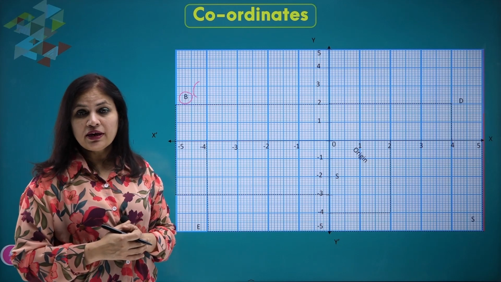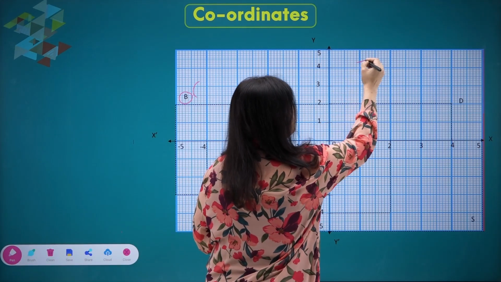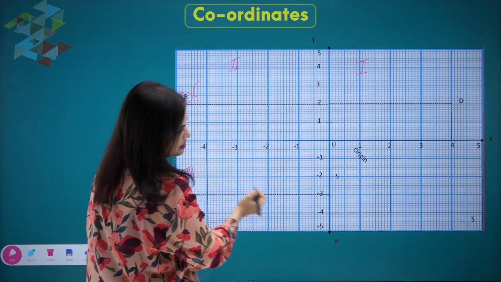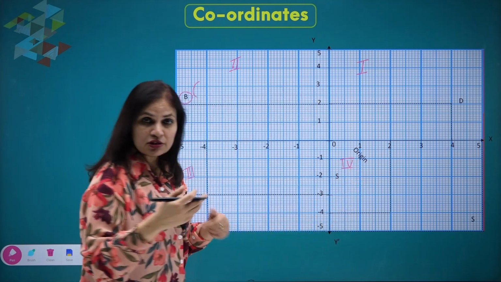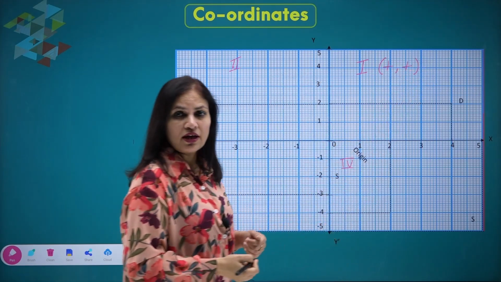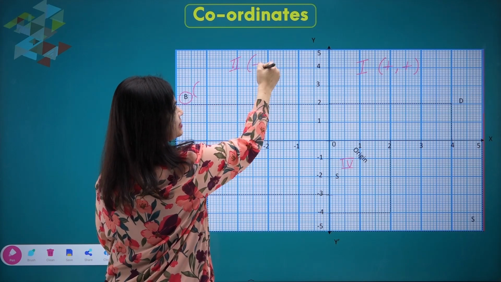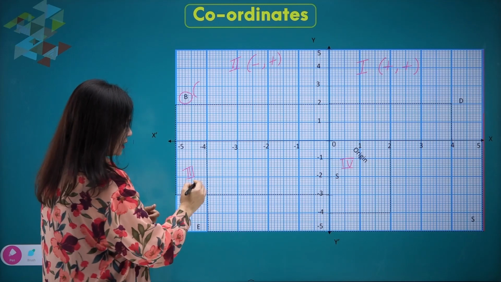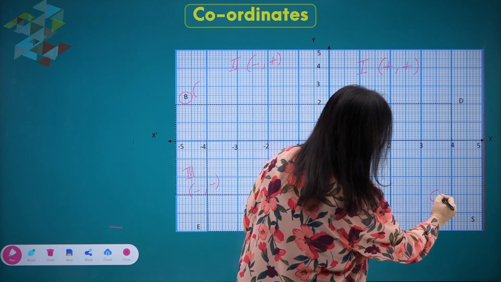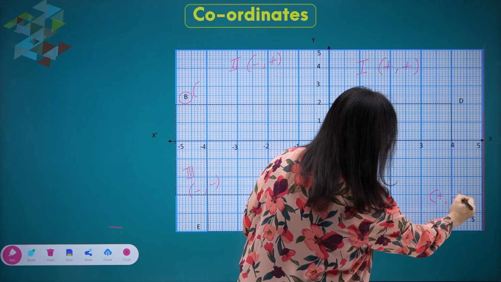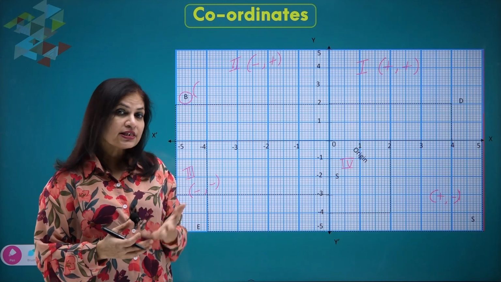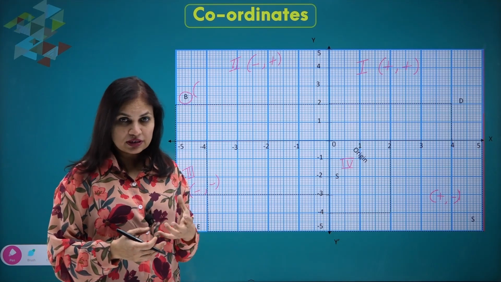As I can see, point B lies in which quadrant? This is my first quadrant, this is my second quadrant, this is my third quadrant, and this is my fourth quadrant. Let us quickly recall, in the first quadrant, both the values of x and y are positive. In the second quadrant, the value of x is negative, whereas the value of y is positive. In the third quadrant, both the values of x and y are negative. And in the fourth quadrant, the value of x is positive, whereas the value of y is negative. This will help us to quickly locate the point, and if the points are given, we can tell in which quadrant it is lying.